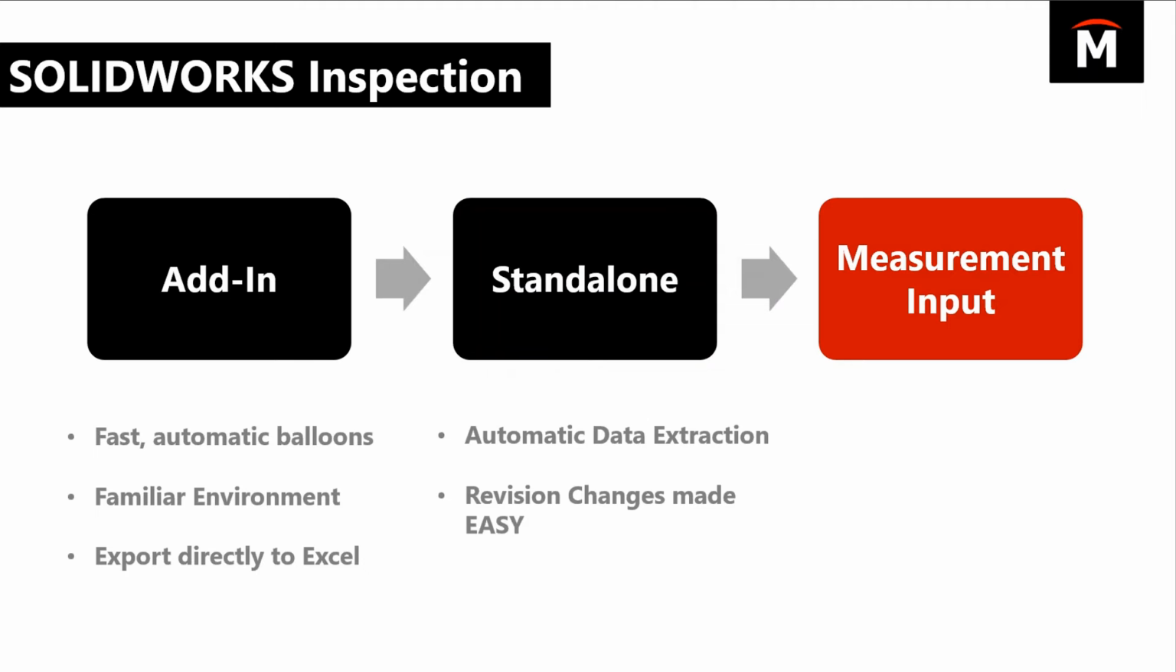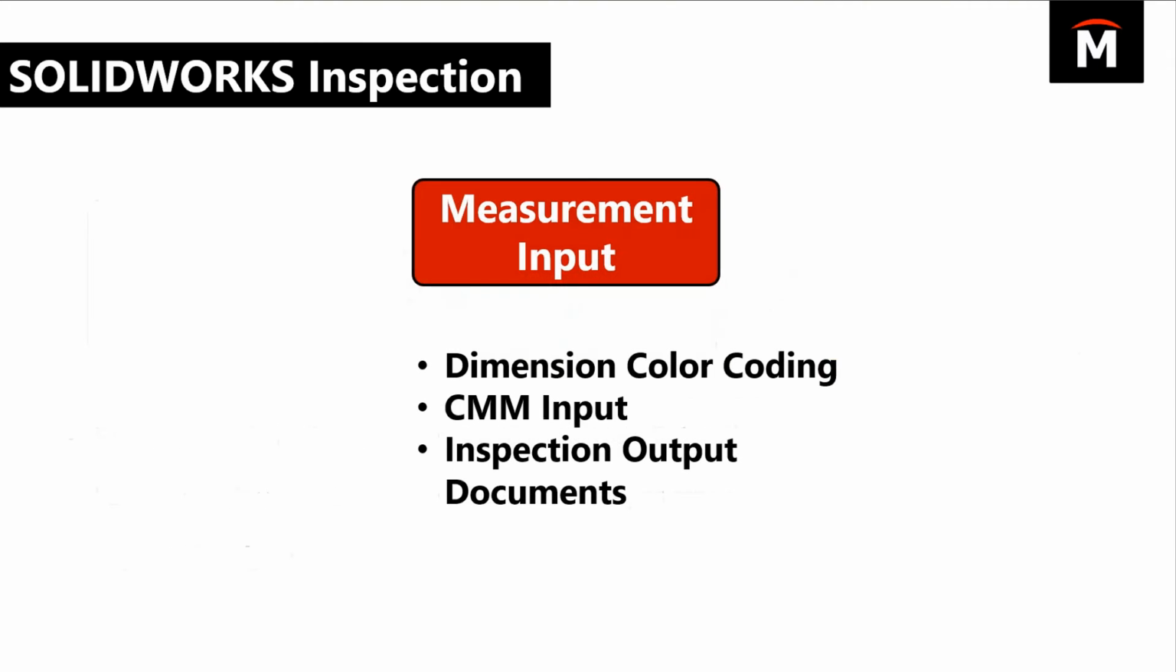Now, the last item that I want to take a look at is some of the measurement input options. As we mentioned at the beginning, what I'm going to show you now, this would be only available in the professional version, but we are going to see some dimension color coding, some CMM input, and also the slight difference in how we can export this out with our final results.